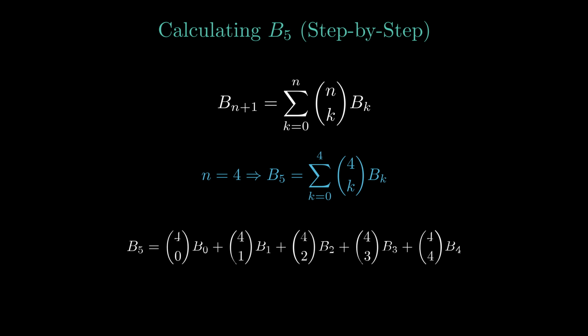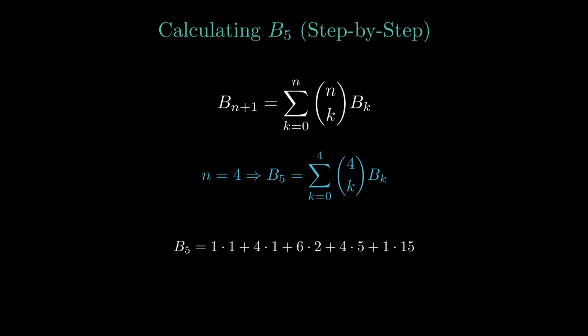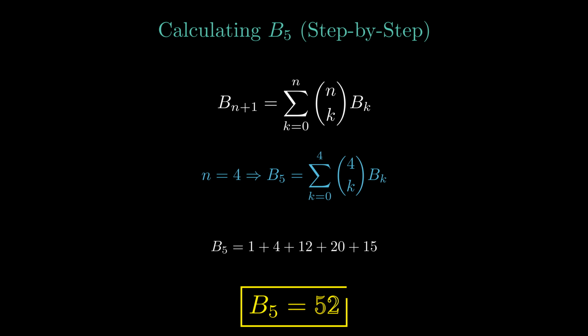Substituting the values, we get 1 times 1 plus 4 times 1 plus 6 times 2 plus 4 times 5 and finally 1 times 15. Simplifying this arithmetic gives us 1 plus 4 plus 12 plus 20 plus 15. Summing these up gives us 52. There are exactly 52 equivalence relations on a set of 5 elements.